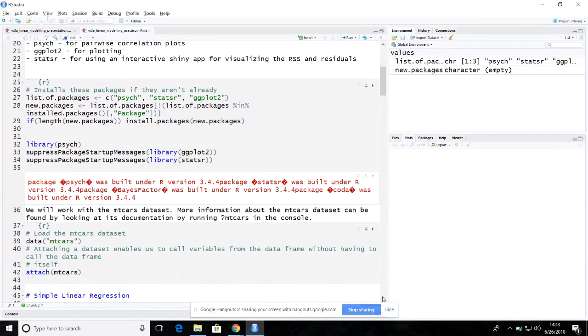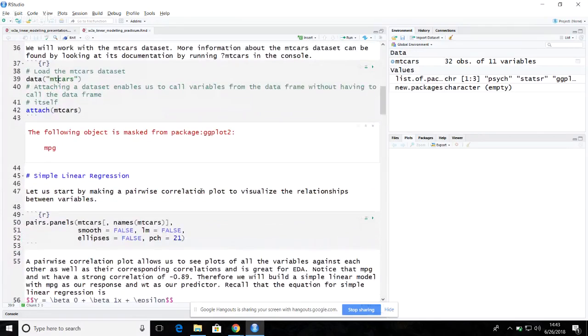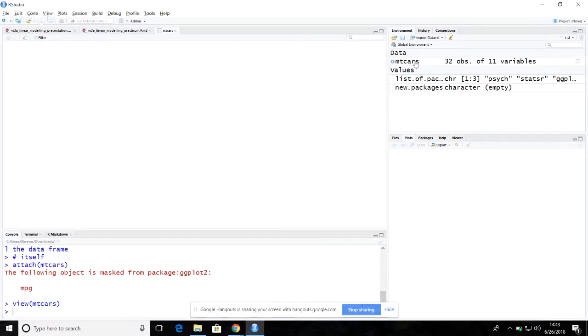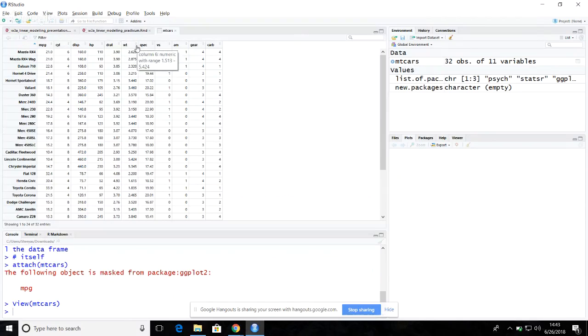So let's pick a data set. We will work with the mtcars data set. This is one of the popular built-in data sets that comes with R. If we take a look, we can simply call it by running data mtcars, and then we use attach. First, let's open up the data frame and look at it. So this is what the data frame looks like. It's a bit small. We can look up the documentation just with a question mark.